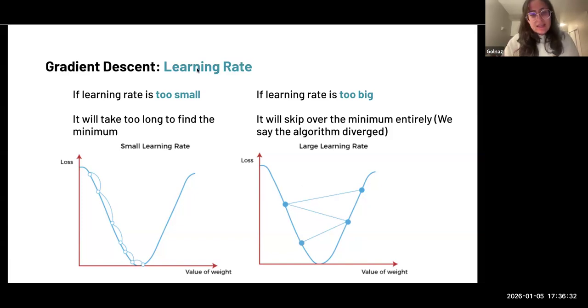So what happens is that you're setting your learning rate too high. So you're training your neural network on your data, and you see that the loss is not changing. So you're changing the weights, but it's not getting better.